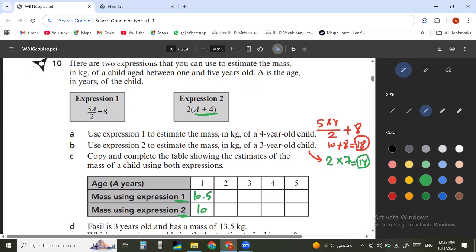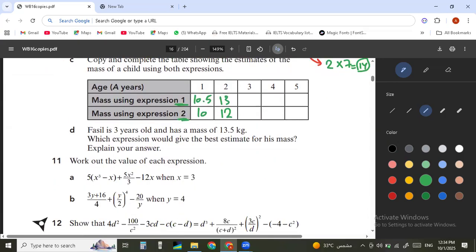They want you to replace A and write 2. In expression 1, 5 times 2 is 10. 10 divided by 2 is 5. 5 plus 8 is 13. While in the other expression, expression 2, 2 plus 4 is 6. 6 times 2 is 12. And so on with 3, 4, 5. You get the 3 in expression 1, substitute for A is 3. In expression 2, substitute A with 3, and put the answers here for expression 1, the answer here for expression 2, and so on with 4 and 5.